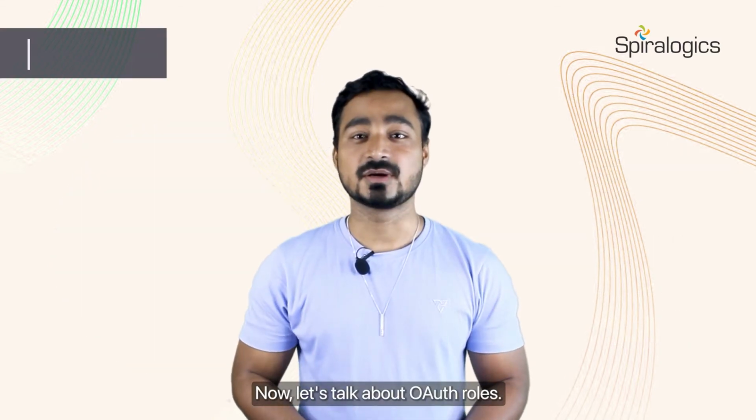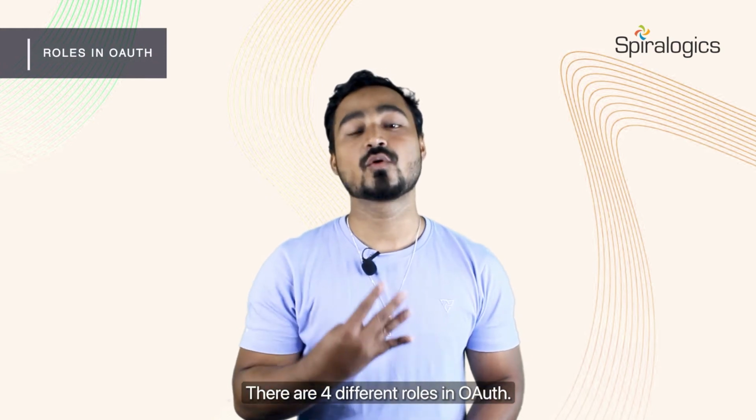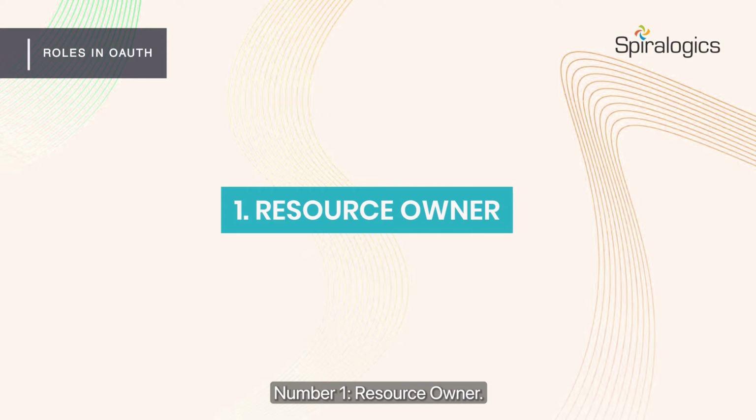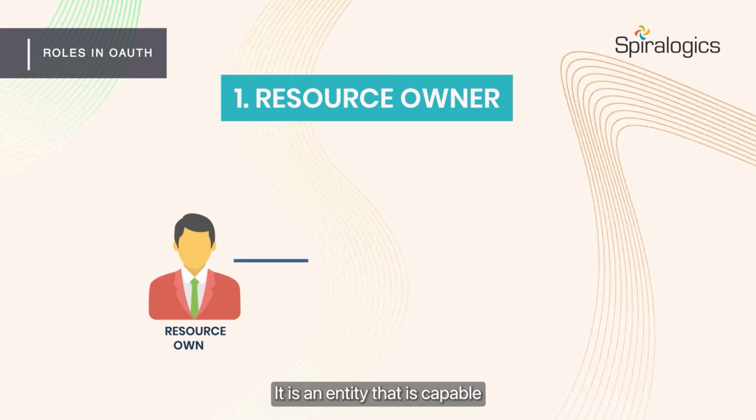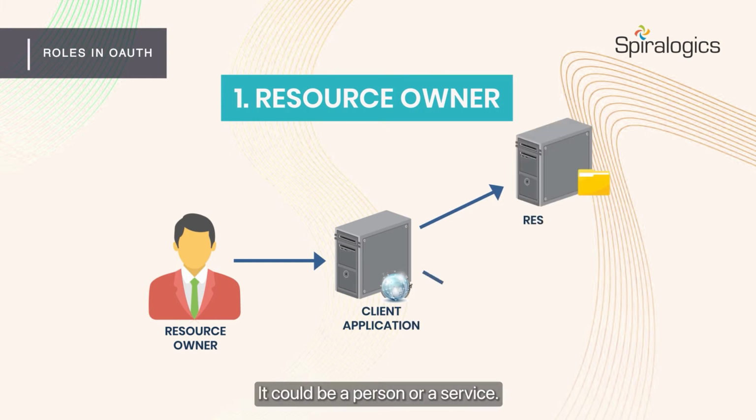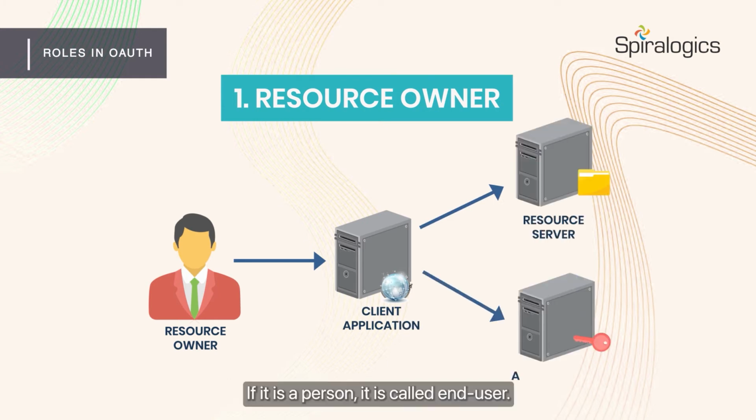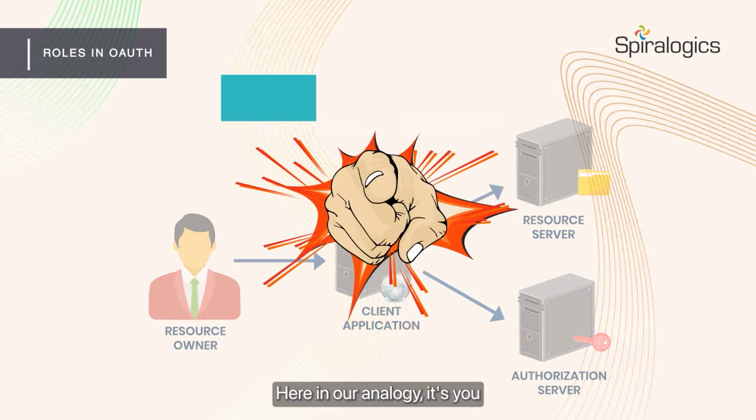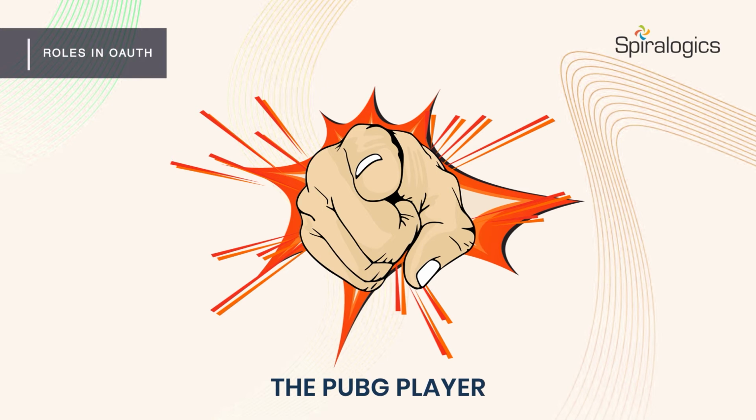Now, let's talk about OAuth roles. There are 4 different roles in OAuth. Number 1, resource owner. It is an entity that is capable of granting access to the private resources. It could be a person or a service. If it is a person, it is called an end user. Here, in our analogy, it's you, the PUBG player.